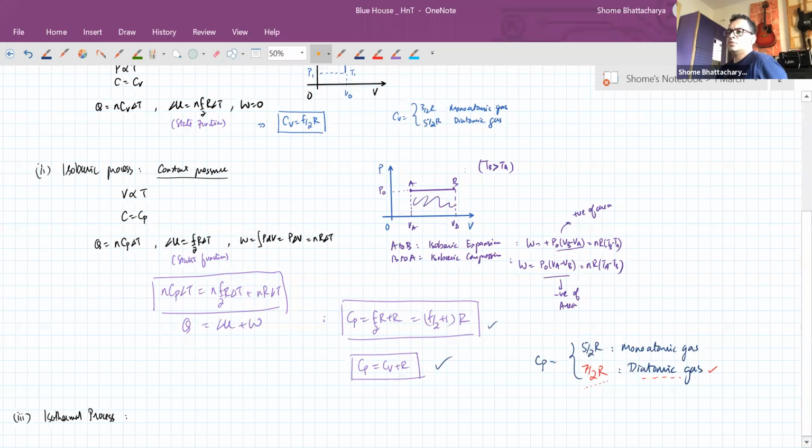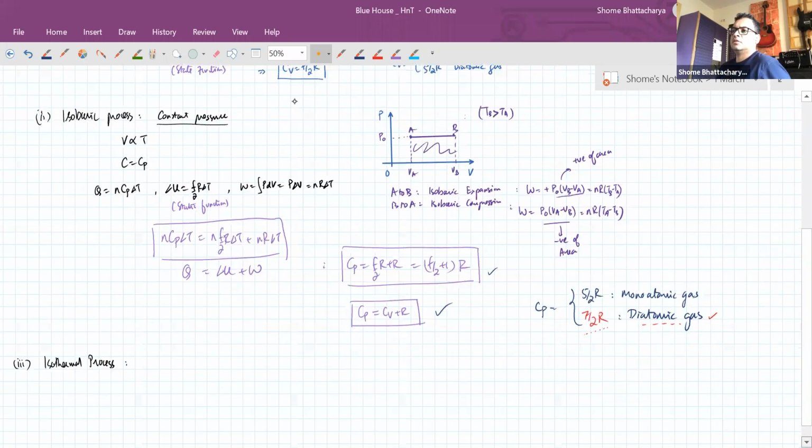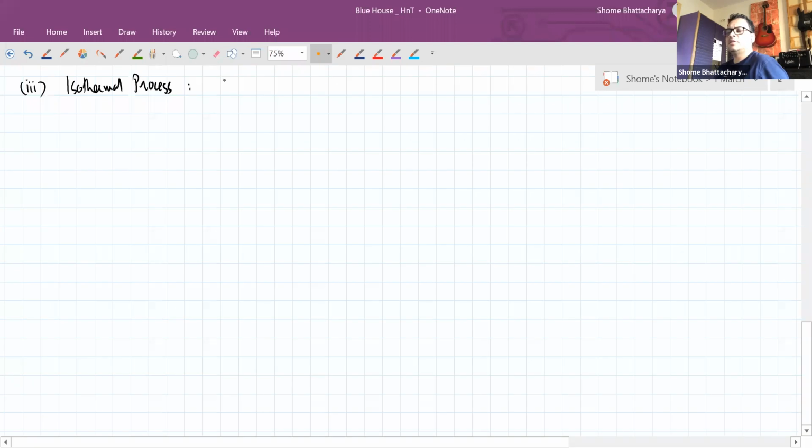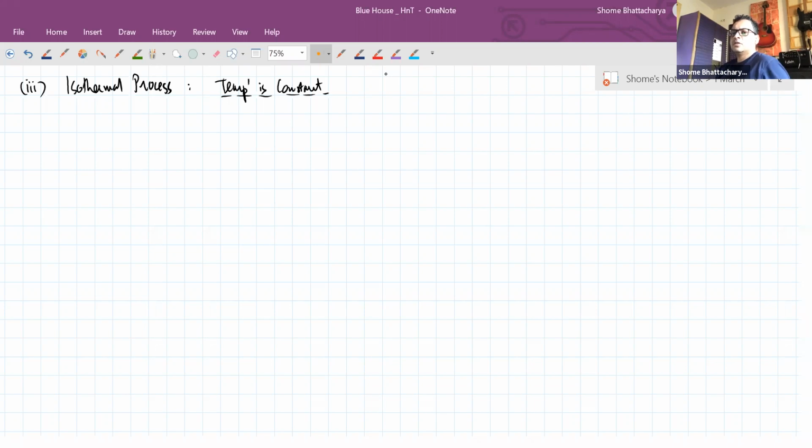Okay, now moving on to isothermal process. This is also something we'd seen in the last lecture. In isothermal process, the temperature is constant. Remember, in thermodynamics, when we talk about temperature, generally we are referring to absolute temperature. So anytime you're substituting the value of capital T in a formula, you'd always substitute it in kelvins.